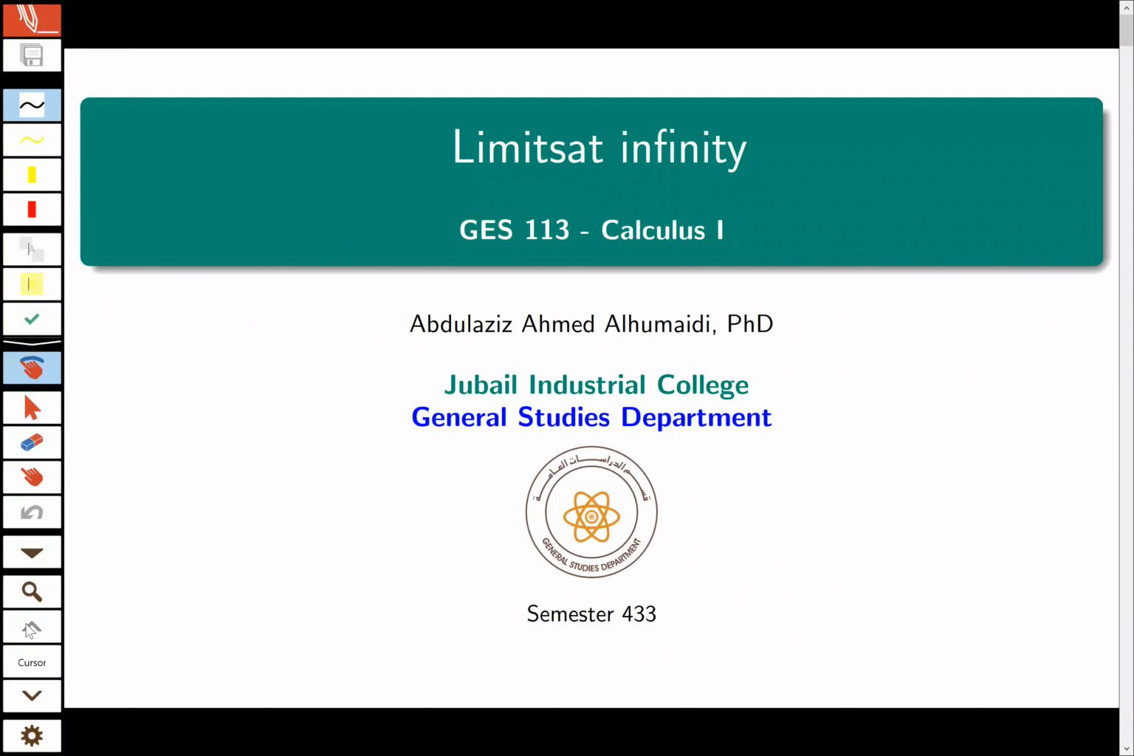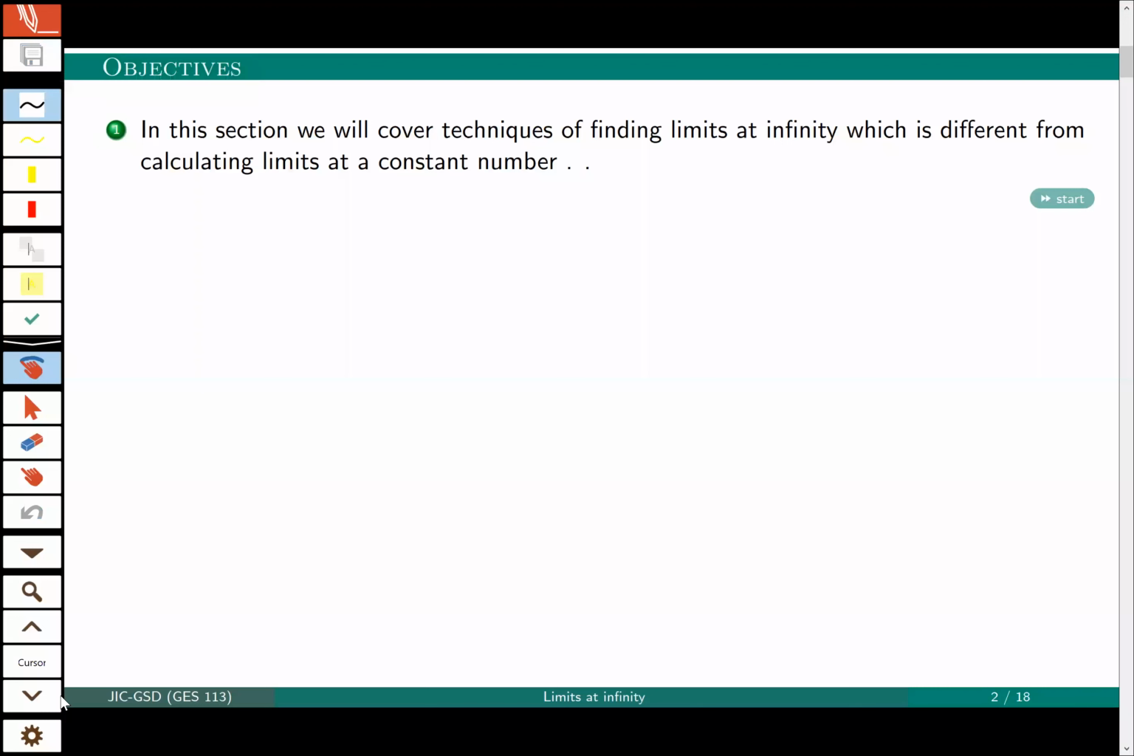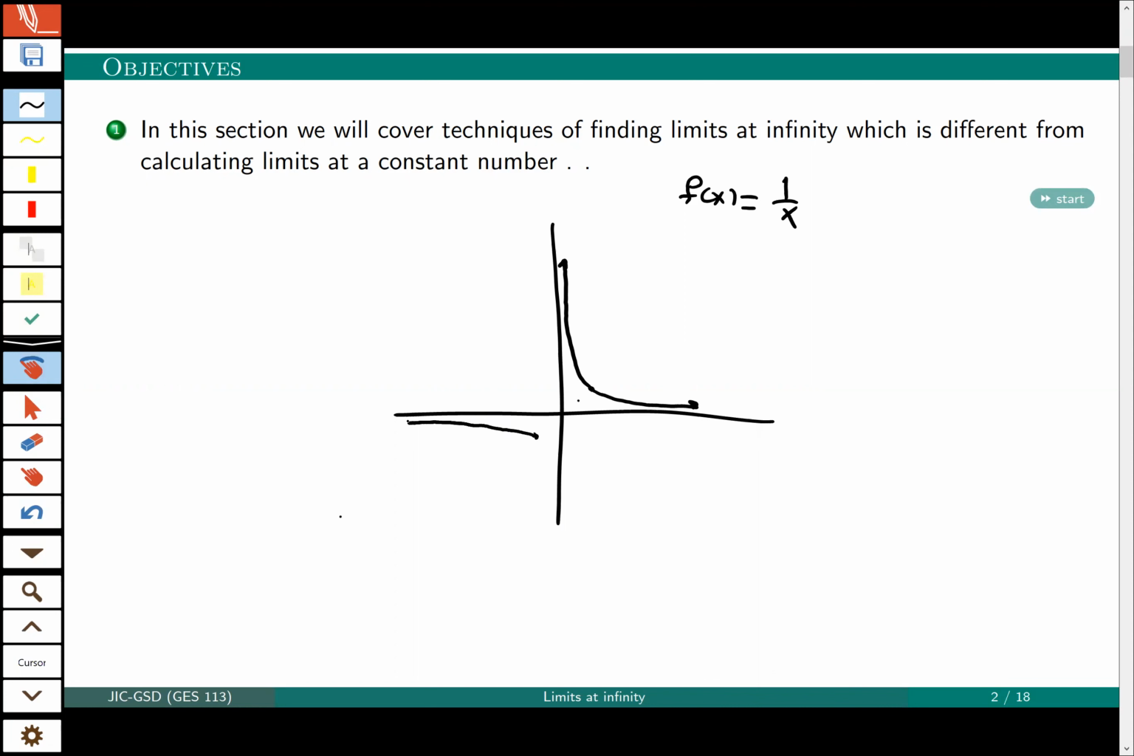In this section, we are going to speak about limits at infinity. Before we go to limits at infinity, we need to get an idea about the function f of x, which is equal to 1 over x. At 1, it's 1, and when you approach 0, it will be going to plus infinity. At minus 1, it's minus 1, and when approaching 0 from the left, it will go to minus infinity. This will be summarized in the following points.